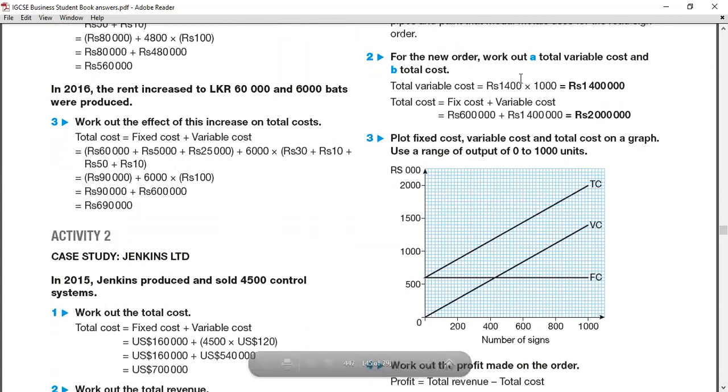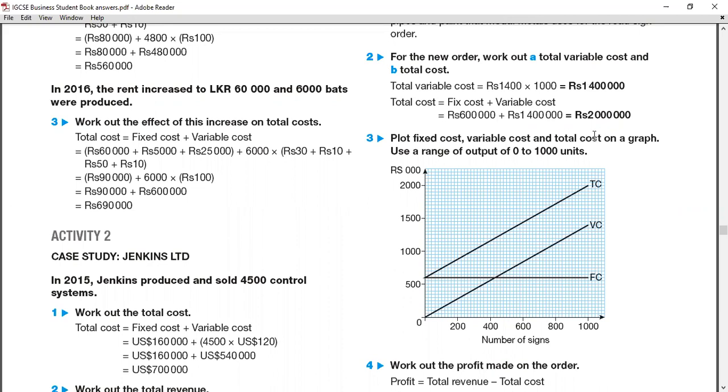So this is the workout of the variable cost. 1,400 is the variable cost per road sign, and they're doing 1,000 orders. So 1,400 into 1,000 is 1.4 million Indian rupees. Total cost of the order: total cost equals fixed cost plus variable cost. Fixed cost here is 600,000, and the variable cost is 1.4 million. So total cost would be 600,000 plus 1.4 million, that is 2 million.